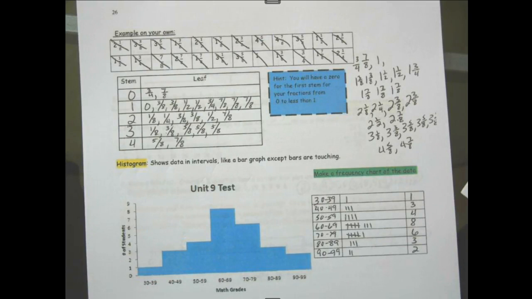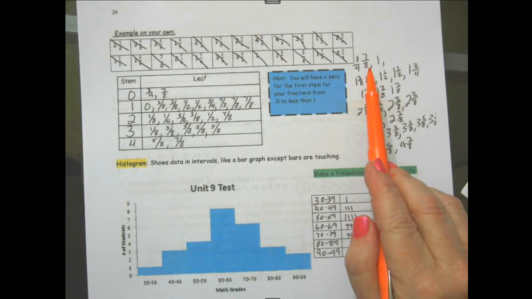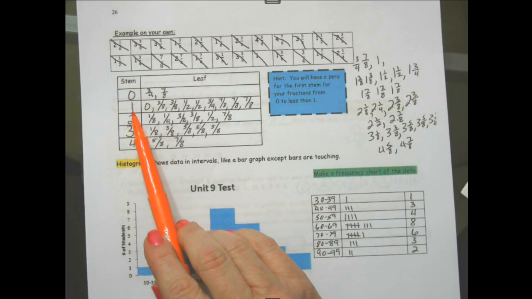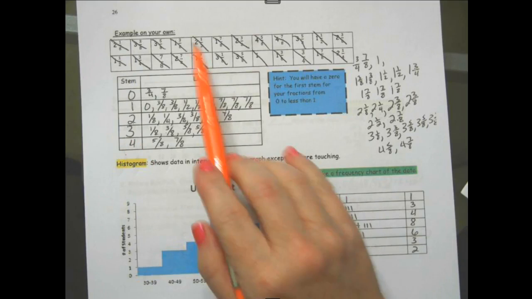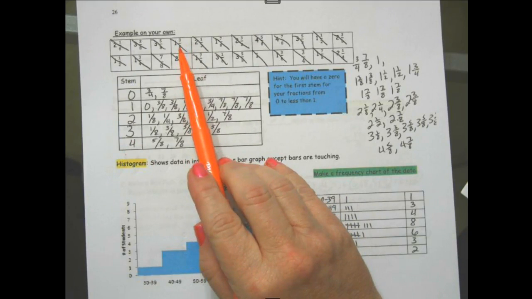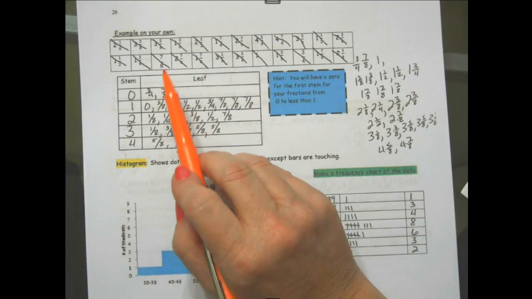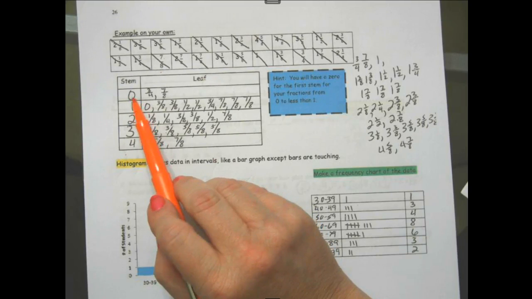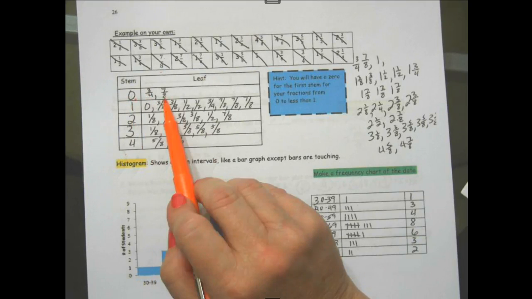This will be a stem and leaf plot if you have fractions. You would start off with a 0, then 1, 2, 3, 4, because you have 1 and 3/8. But for just your fractions, for example, 7/8 and 3/4, you would have 0 and 3/4, 0 and 7/8.